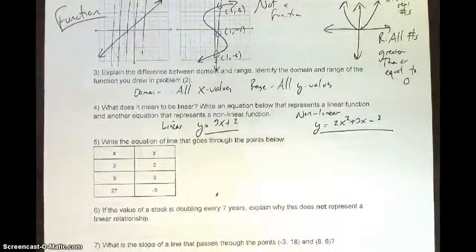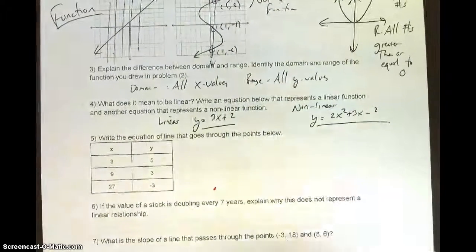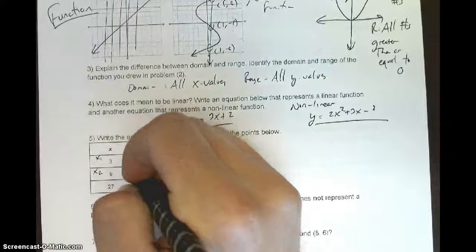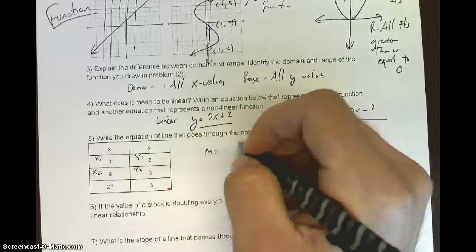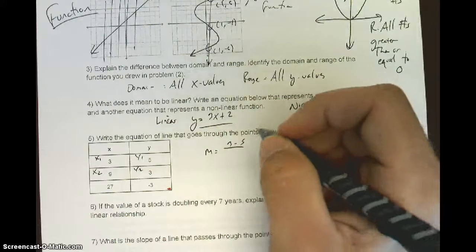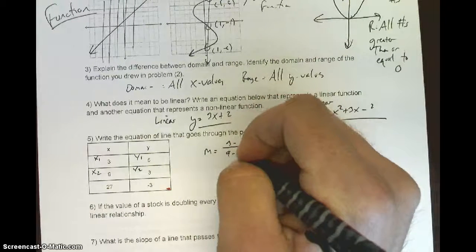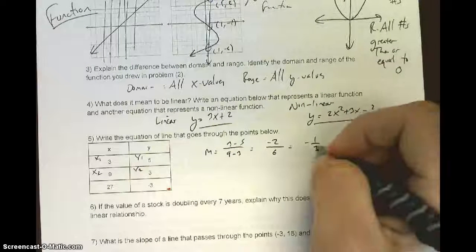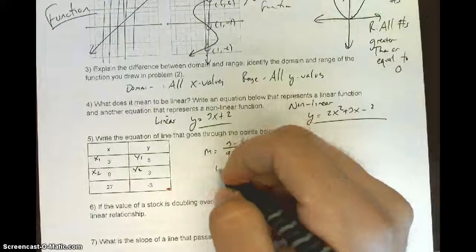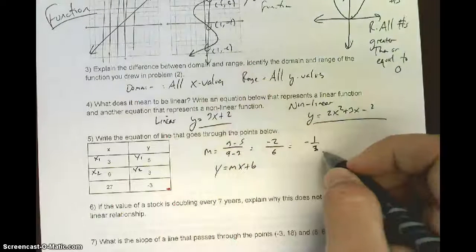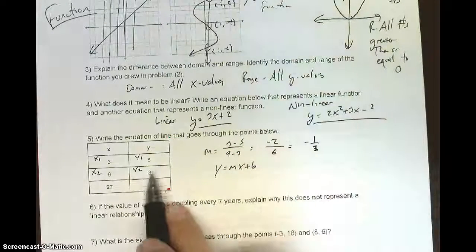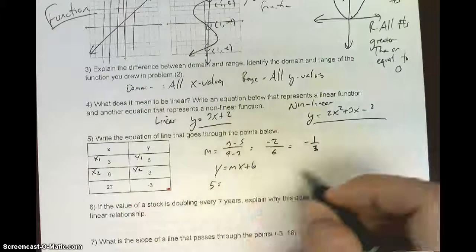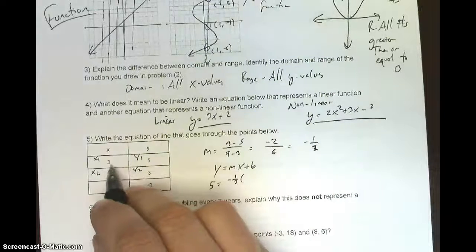Awesome. Write the equation of a line that goes through the points below. I want to find the slope. So here's my x1, y1, x2, y2. Your slope is 3 minus 5 divided by 9 minus 3. So negative 2 over 6, negative 1/3. Okay, so back to mx plus b, here's my slope. I'm going to pick one of these points. I'm going to go with 3 and 5. So the 5 goes in for y. My slope is negative 1/3. My x is 3.